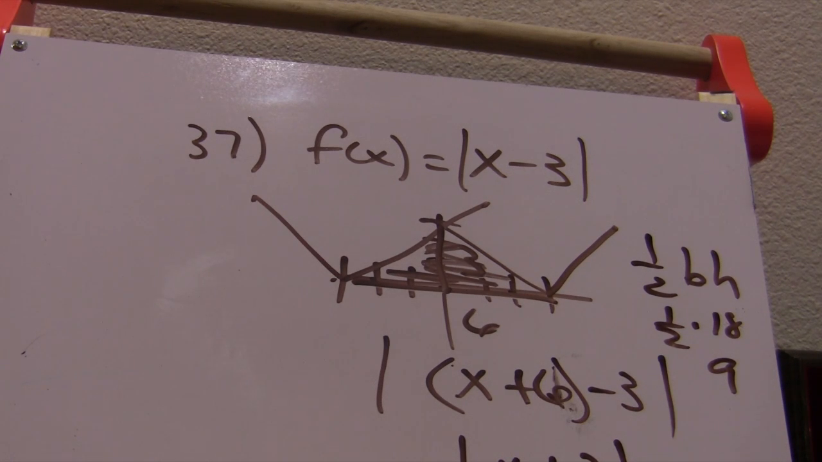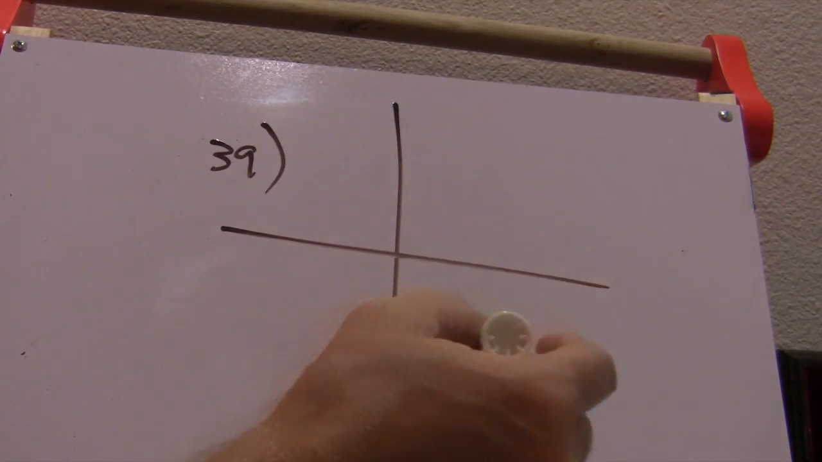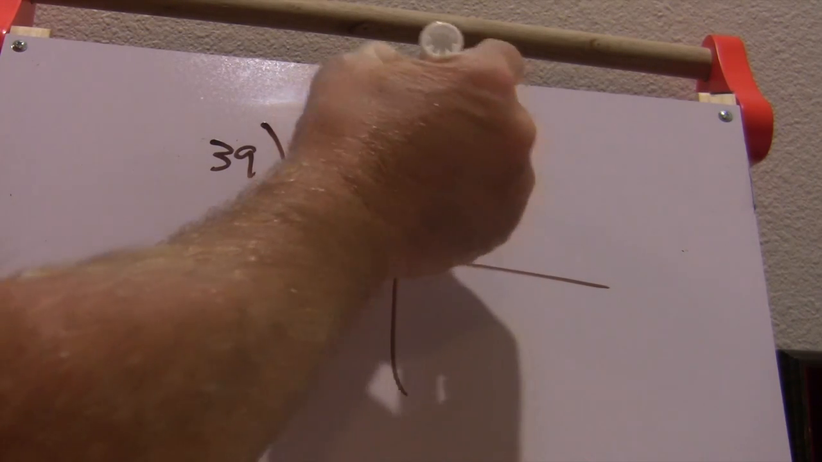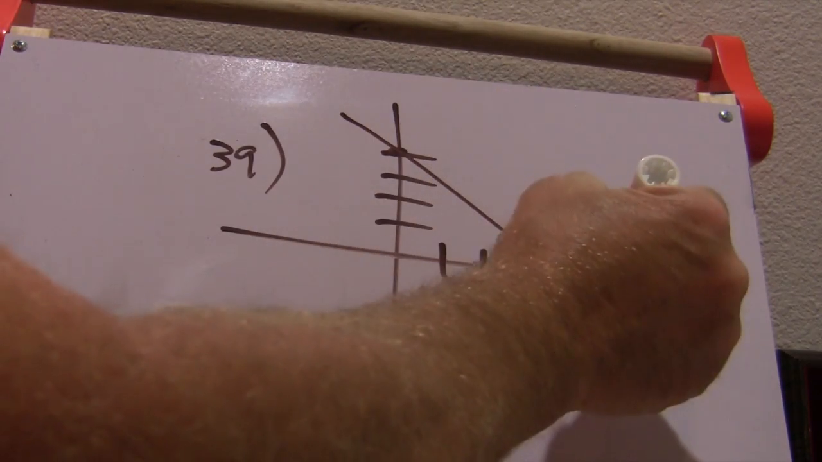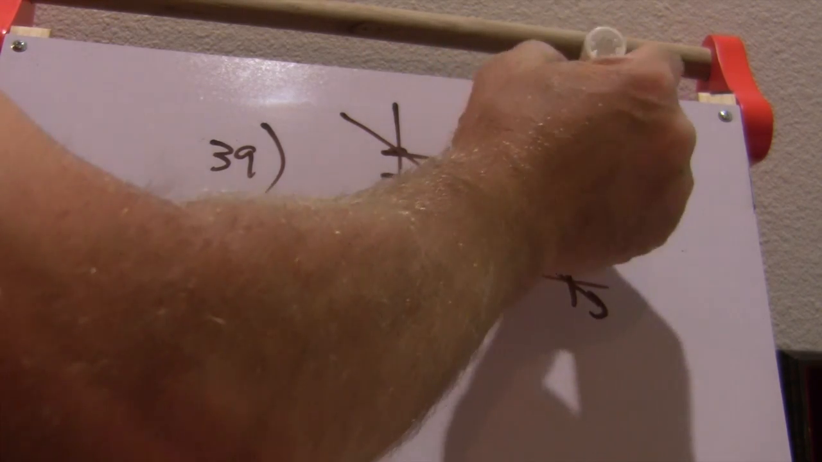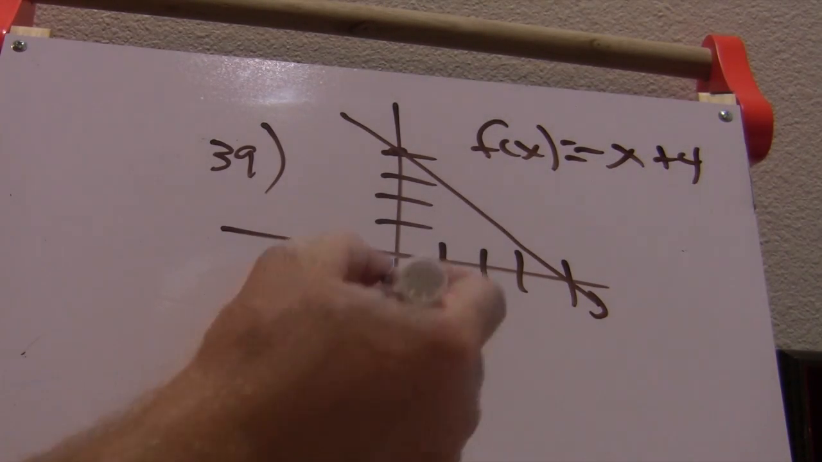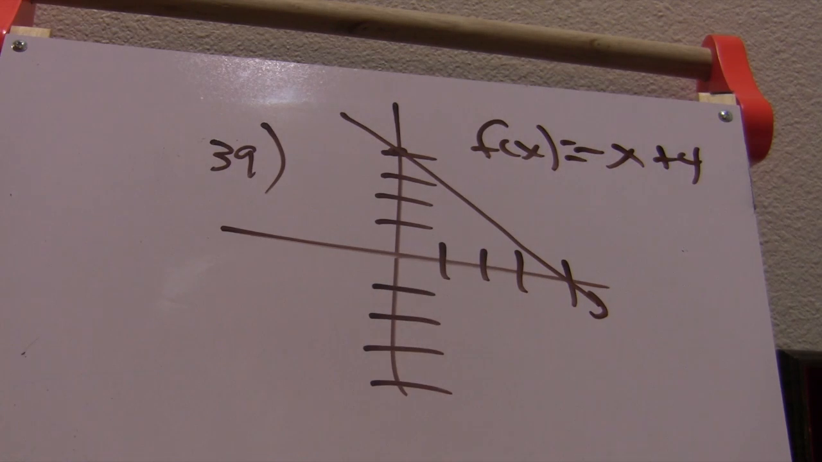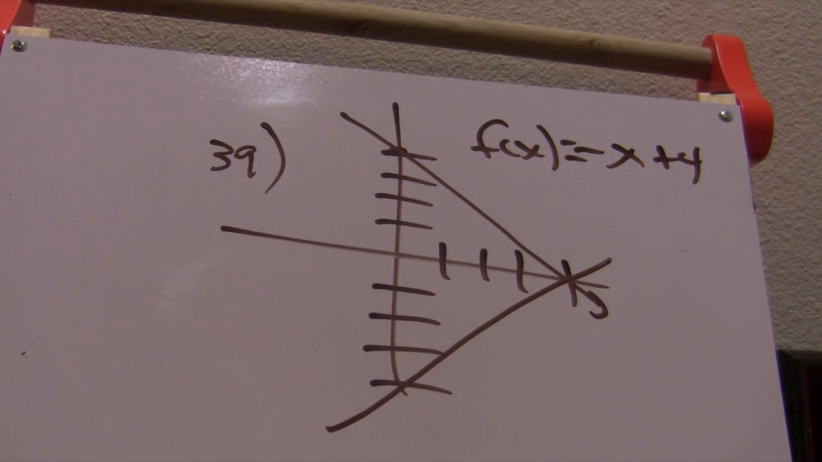The last one, 39, says describe the transformation of f of x equals negative absolute value of x plus 4. So again, we have a graph, and this crosses at 4, and this crosses at 4. And so our f of x, they say, is negative x plus 4. And then we moved it so it's down here, but it still crosses at 4.